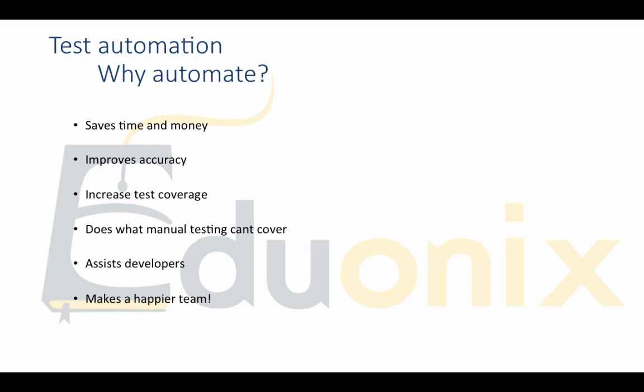It would improve accuracy. Precise rerunning of tests is ensured with automation. Even the best testers make mistakes. Automation will guarantee the same steps are rerun time after time after time.